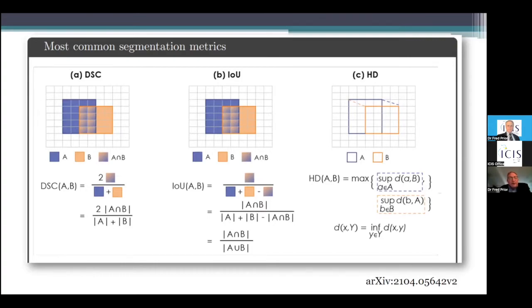There are a variety of other metrics that can be used. One is called intersection over union, or IOU. There's one over on the right called the Hausdorff dimension, which gets a little bit more abstruse. But almost all the work that I see uses the DICE coefficient, and it's important to recognize the task that's being conducted.